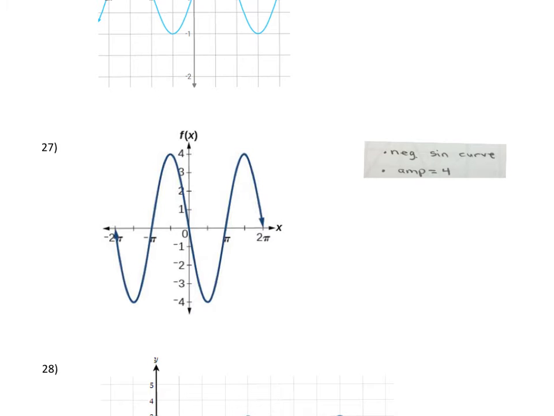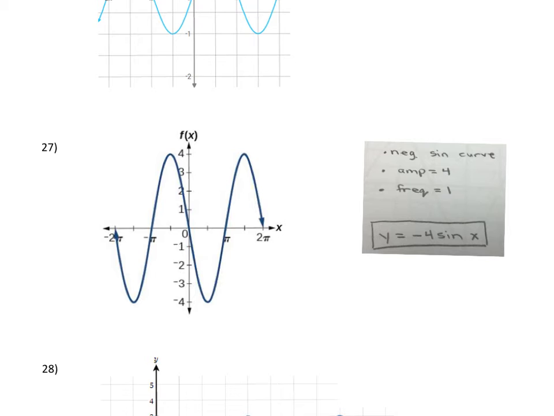Okay, now the frequency is the number of complete curves between 0 and 2 pi. So we're fitting one complete negative sine curve between 0 and 2 pi. So the frequency is 1. So now when we go to write our equation, we have a negative sine curve. So it's going to be y equals negative, and we put the amplitude in front of the word sine, so negative 4 sine of 1x.